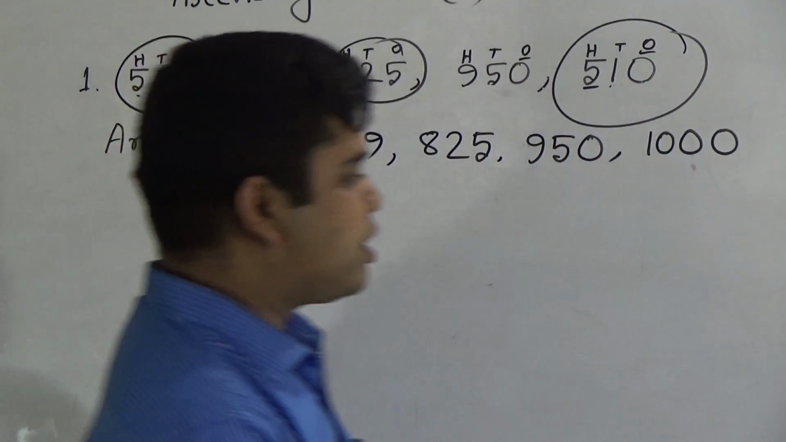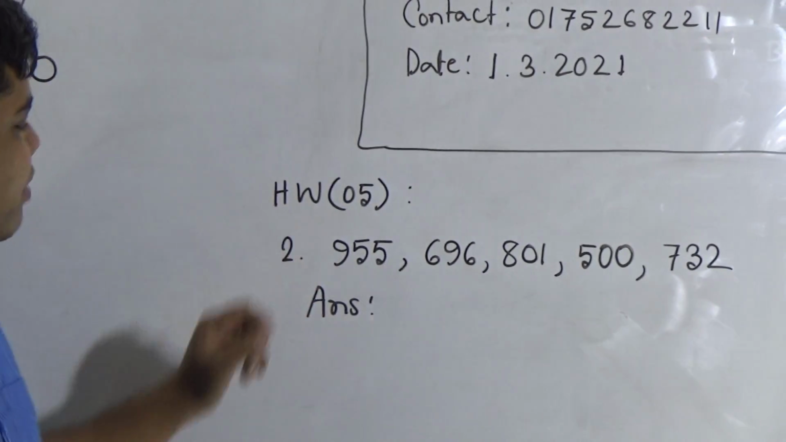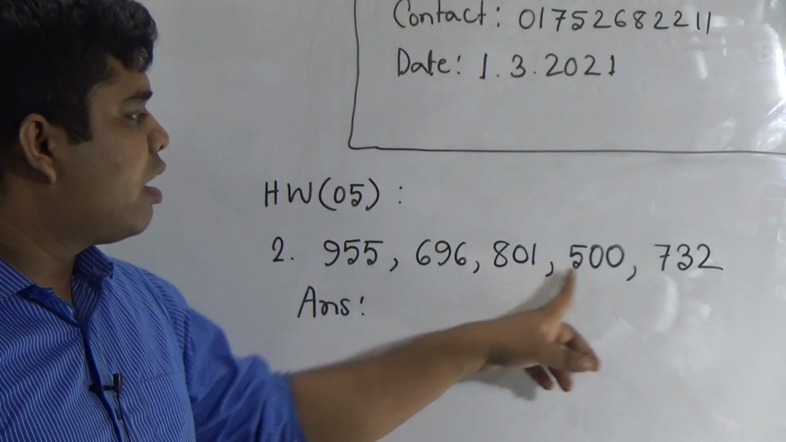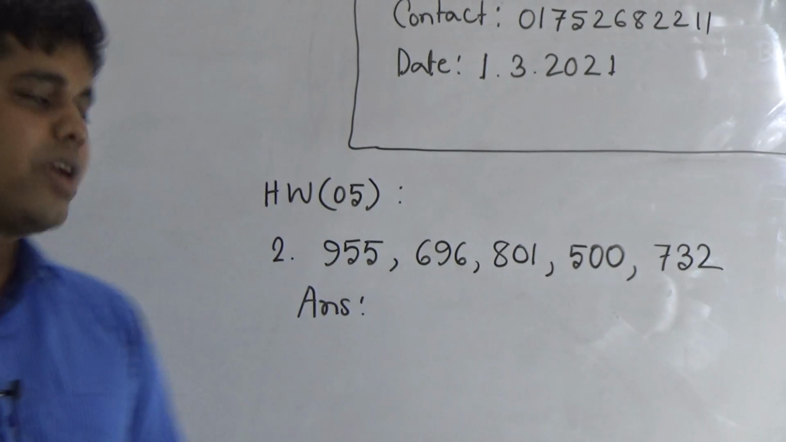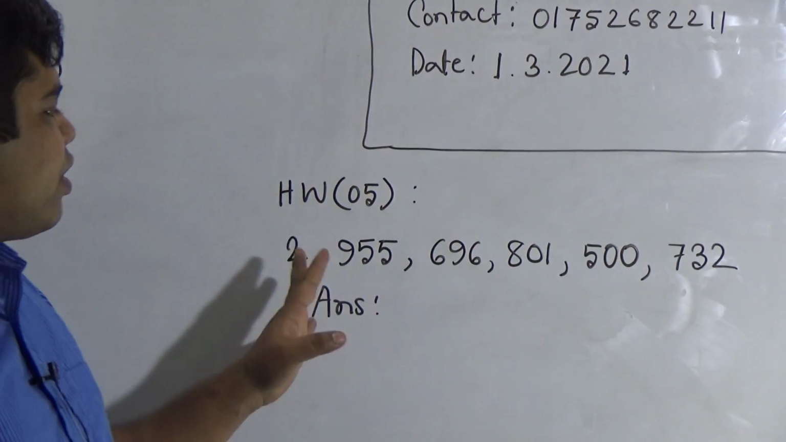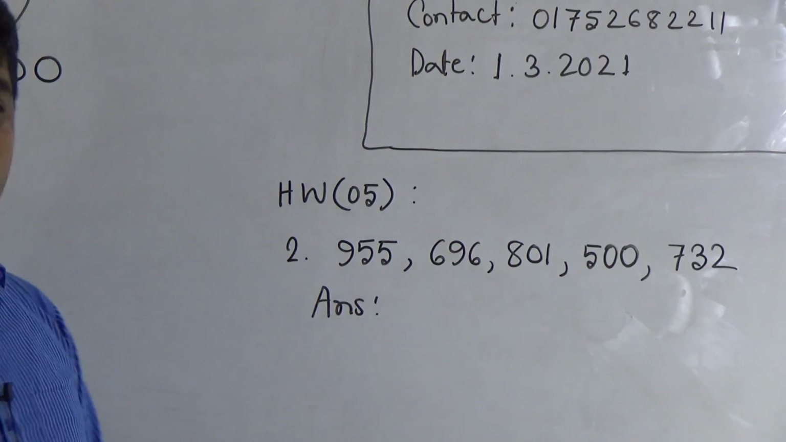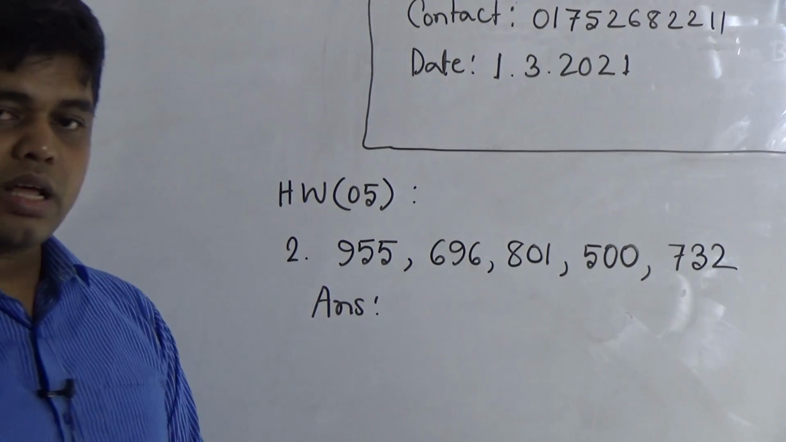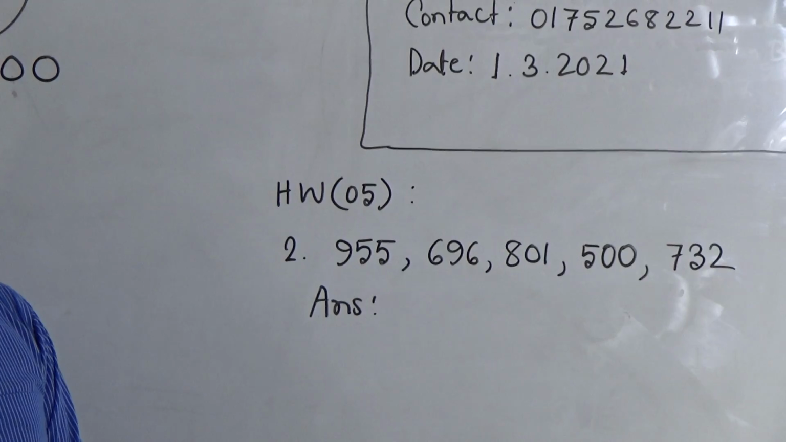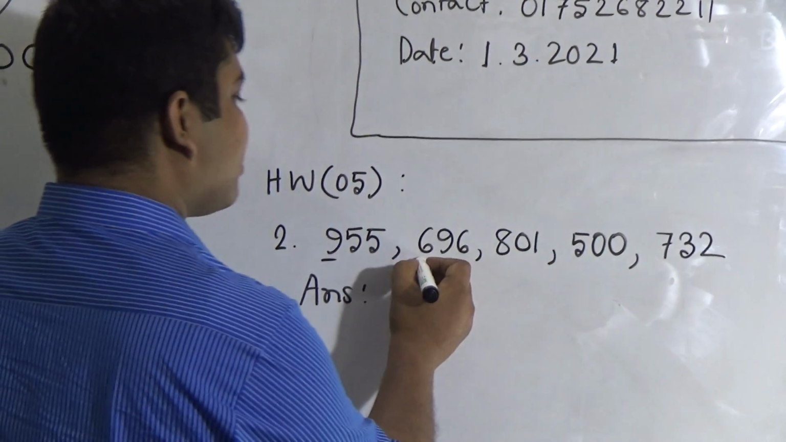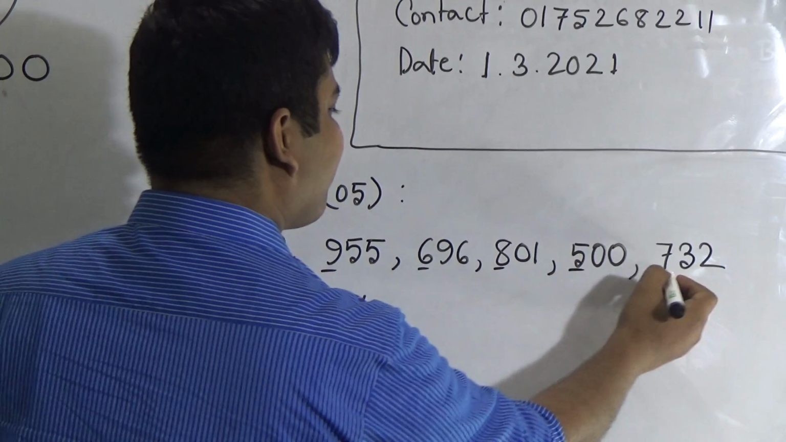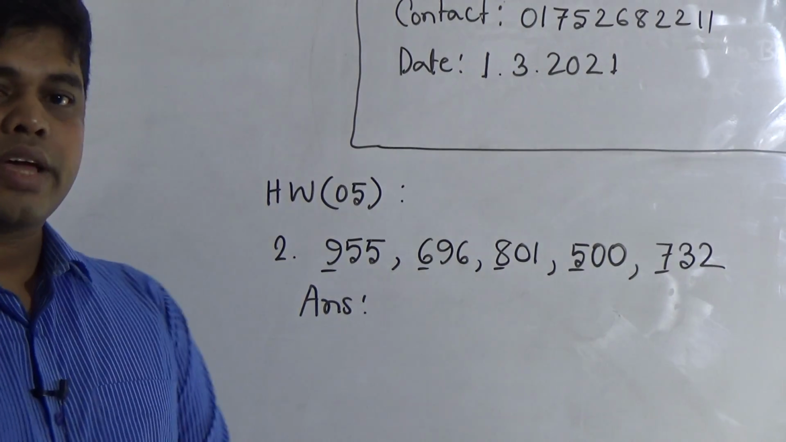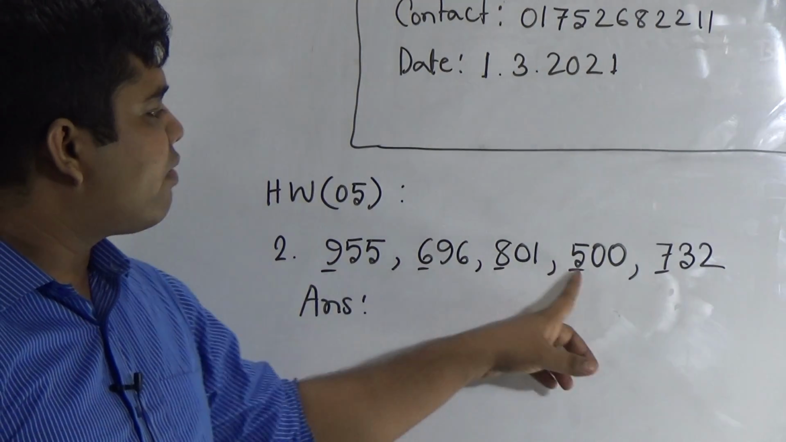Okay, next question. This is your SW number 5. Notice 955, 696, 801, 500 and 732. Dear student, please notice all the numbers have 3 places: ones place, tens place and 100 place. So in order to find out the smallest number, we check the 100 place digit first. Here 9, here 6, here 8, here 5 and here 7. Among these 5 digits, which one is the smallest?